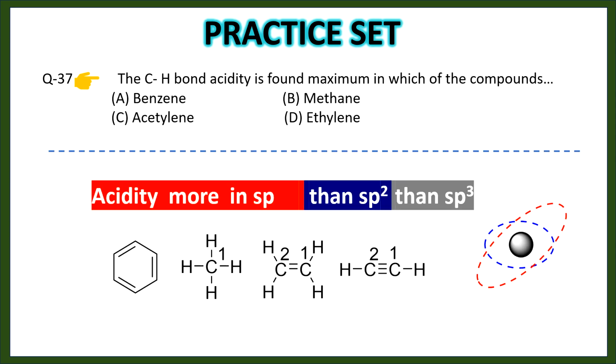And question number 37. The C-H bond acidity is found maximum in which of the compounds? Benzene, methane, acetylene and ethylene. Acidity is more in sp than sp2 than sp3. Benzene is all sp2, methane is sp3, ethylene has sp2 carbon, and acetylene has sp hybridized carbon attached with proton, so it is more acidic as the orbital electrons are tightly bound by the nucleus of carbon. So the correct option here is acetylene.